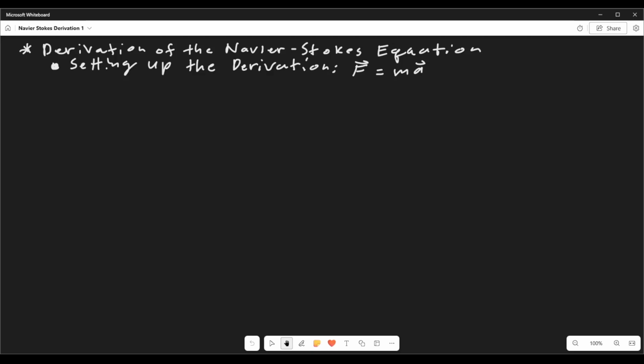So this will be the beginning of the derivation of the Navier-Stokes equation. Basically, the way to set this up is to use simply force equals mass times acceleration.